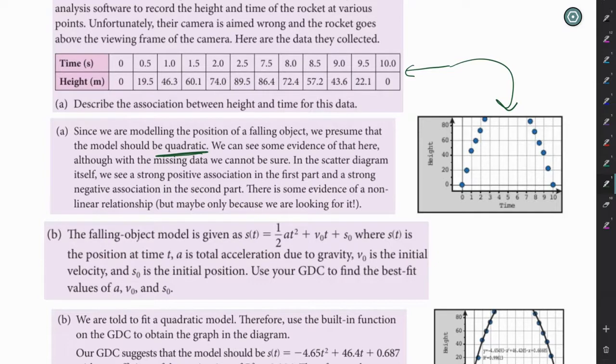In the scatter diagram itself, we see a strong positive association in the first part and a strong negative in the second. So here it looks like it's going up, here it looks like it's going down, but we don't know what's going on up there, okay? But there's evidence of a nonlinear relationship because it's not doing the same thing on both sides, okay? If it were linear, it would be strong positive the whole way or strong negative the whole way. It wouldn't switch midway like this one does.